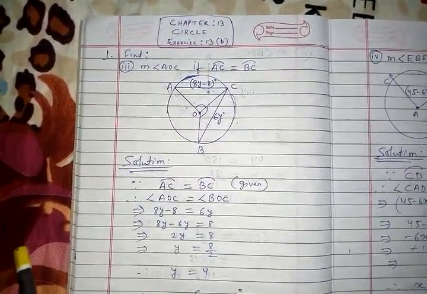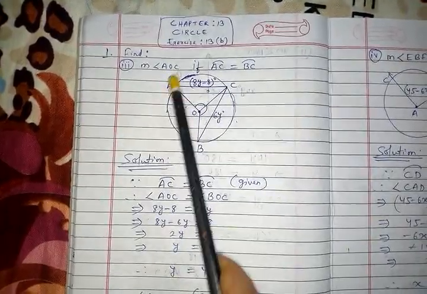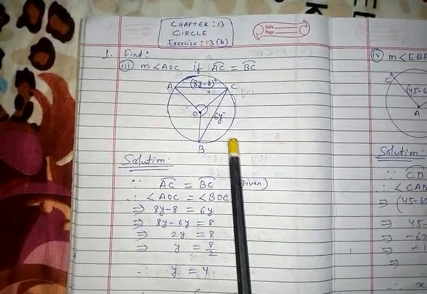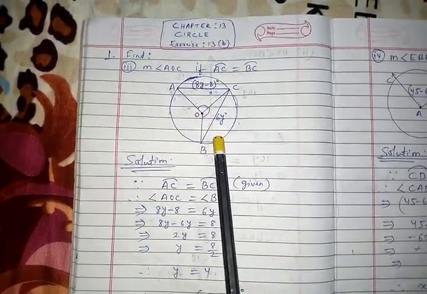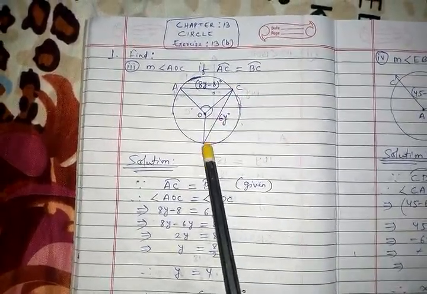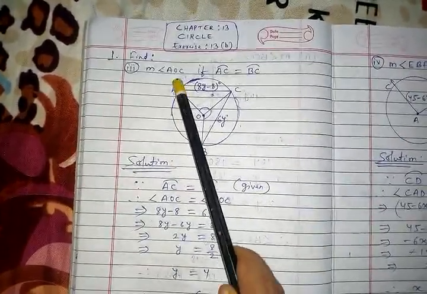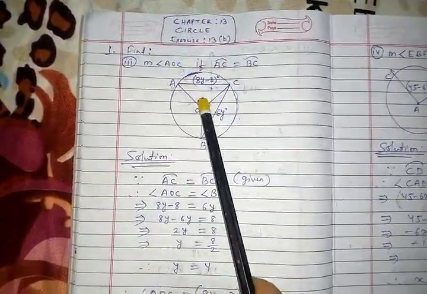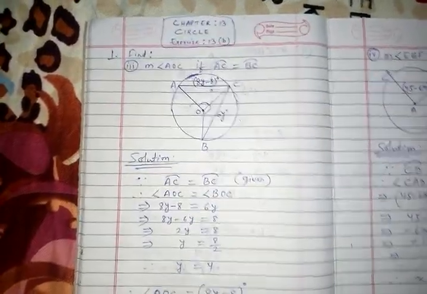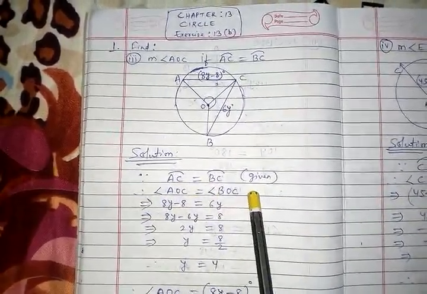Children, we have learned a theorem, as you all know. In that theorem, it says if the two arcs are equal, then the angle at the center also will be equal. That means angle AOC will be equal to angle BOC. This was the theorem we have learned. Whatever the arc, it makes the angle at the center, both the angles will be equal. This is the theorem. So now let us begin this question.